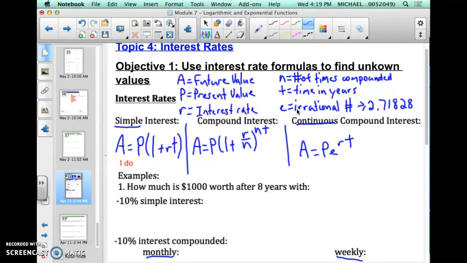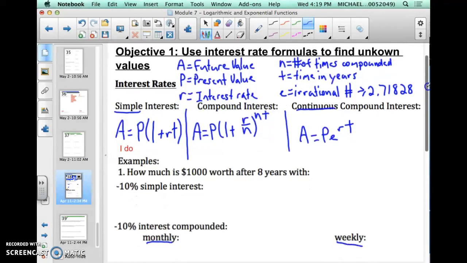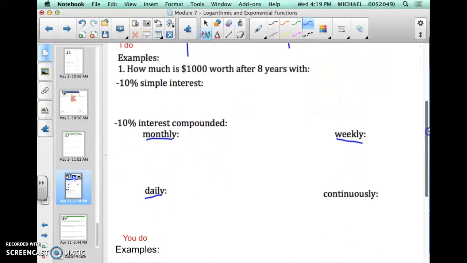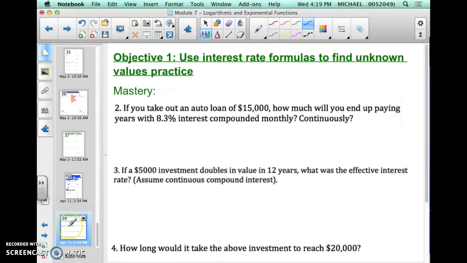So, I have described all of the letters you see in these formulas, so let's go put some of this into action. I'm going to do an example and have you try an example within this video, and then I'm going to have you try some practice problems on your own.